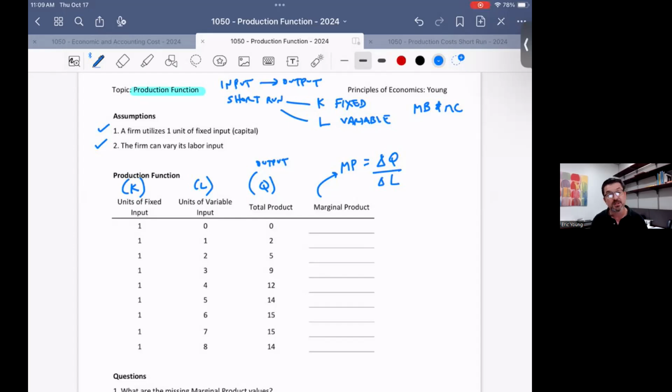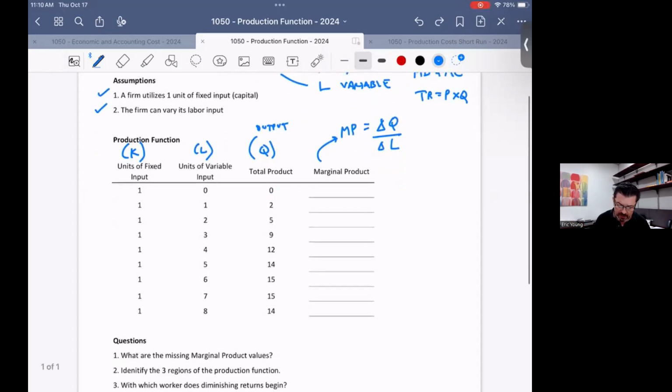Okay? But to do that, we need to figure out how much money those pizzas are going to bring in. And since total revenue, we learned, is equal to P times Q, this column here, output, is really important. Production is the essence of our revenue because whatever we make is what we sell, and that's our revenue. And revenue is the first big piece of profit maximization. Okay? So let's go through this.